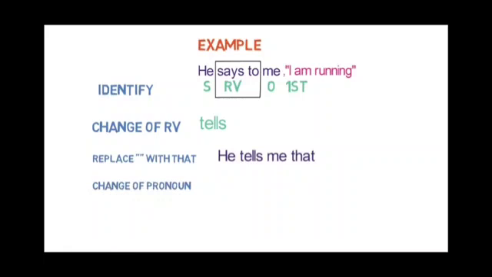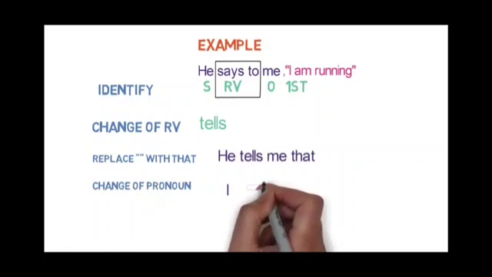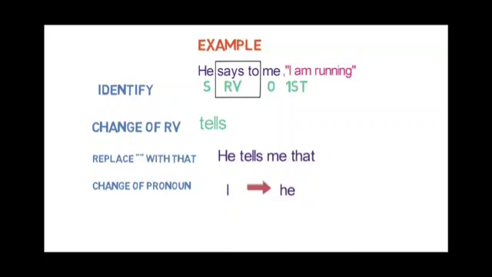Now change of pronoun. I will change according to the subject. The subject is he, so he will come here. After that, am running. In place of am, we have to use is. Why? Because when the reported verb is in the present, the reported speech will not change into the past. He tells me that he is running. Now it is clear.